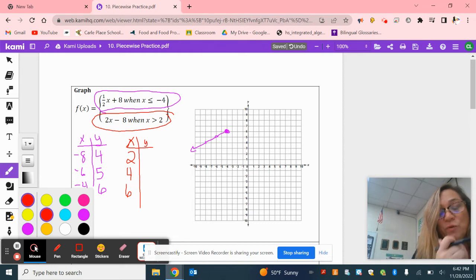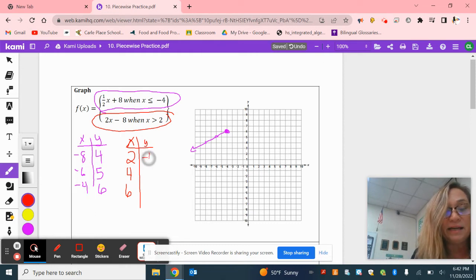So 2 times 2 is 4, minus 8 is -4. 2 times 4 is 8, 8 minus 8 is 0. 2 times 6 is 12, 12 minus 8 is 4. So those are my points. 2 comma -4, and that's going to be an open circle. 4 comma 0, and 6 comma 4. So that's going to create this ray.